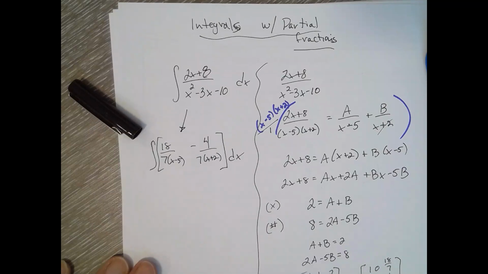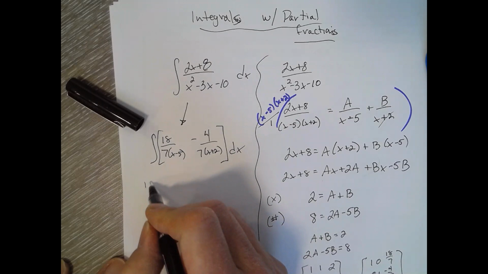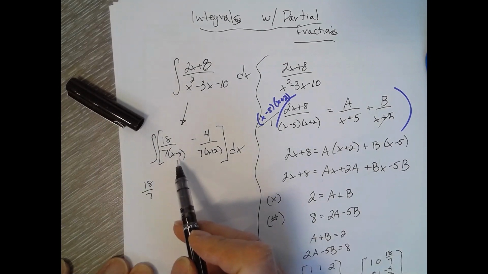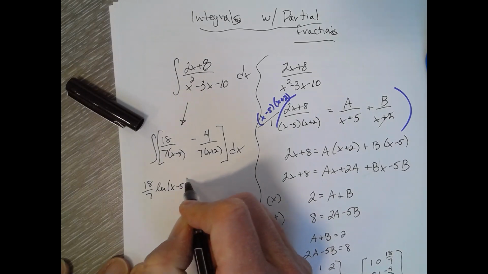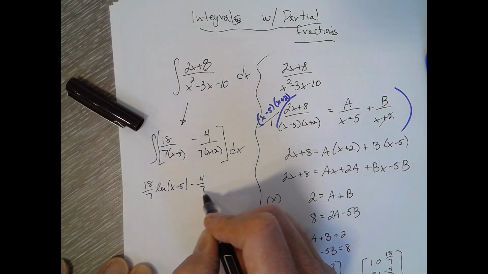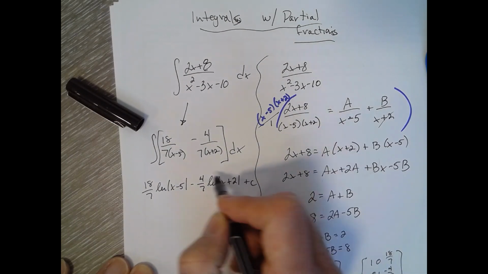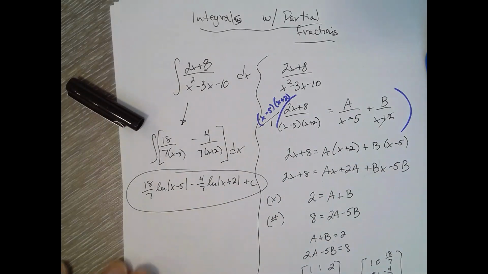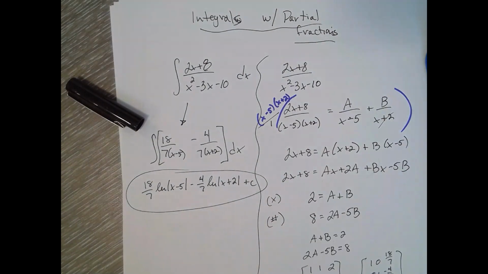Okay, so this, we can find the antiderivative. The 18/7, you can think of that as just floating out front. The antiderivative of 1/(x minus 5) is the natural log of the absolute value of x minus 5, minus 4/7 natural log absolute value of x plus 2, plus c. Okay, so it's a way of evaluating an integral, find the antiderivative. This is called partial fractions, rewriting a fraction in different terms. Okay, so that's just one example.